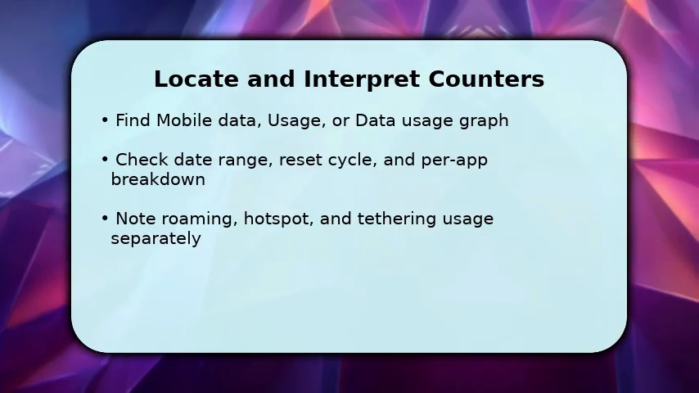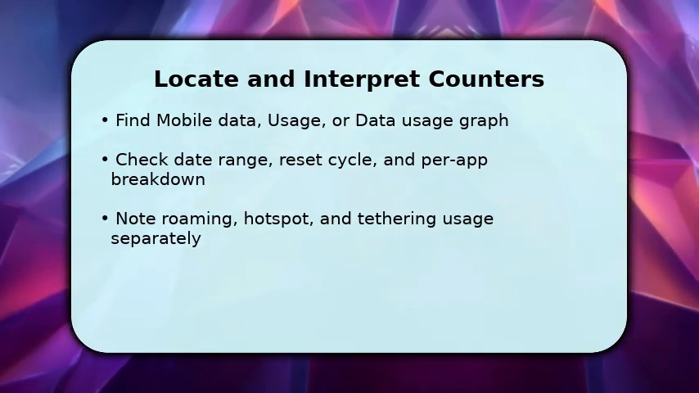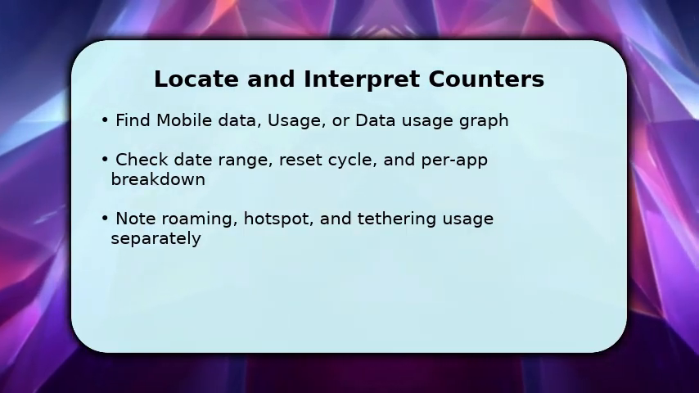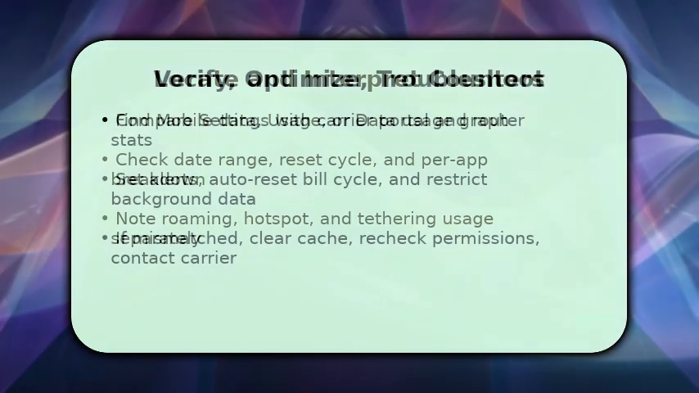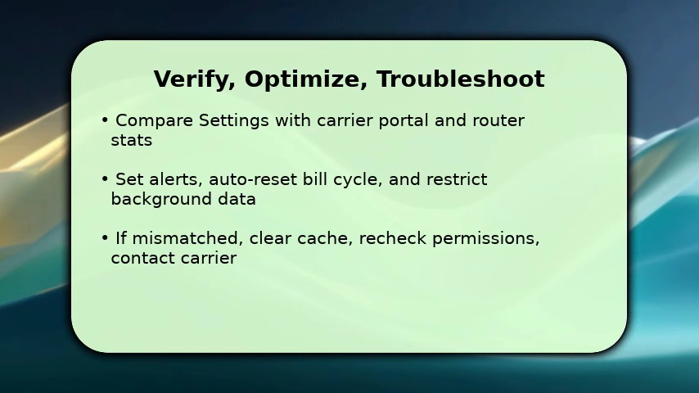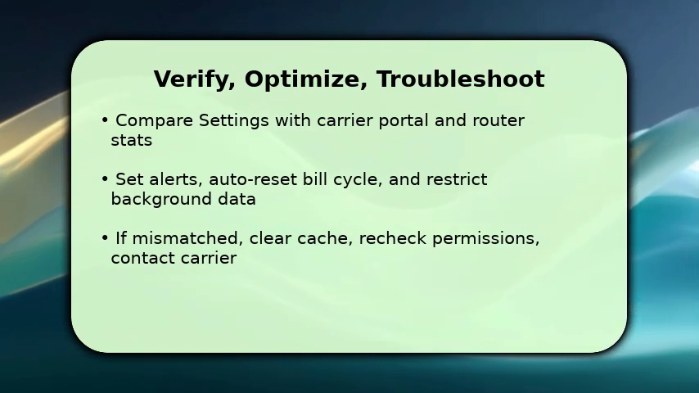If values look odd, compare settings with carrier portal. Discrepancies point to aggregation differences or delayed reporting. To finish, verify totals by comparing device readings with your carrier account and router logs. Mismatches are common due to reporting delays.